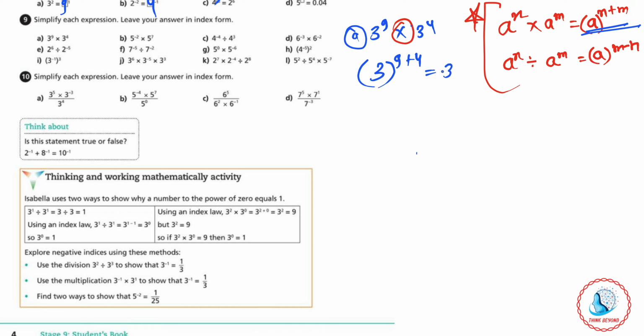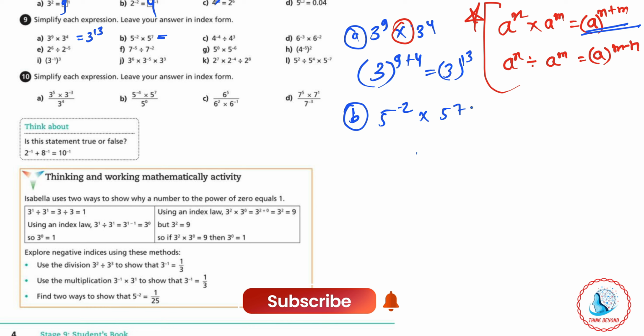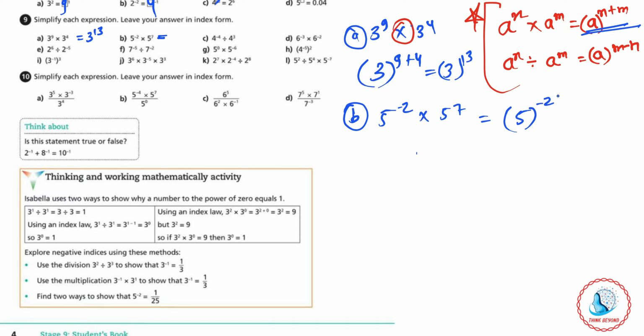13. So 3 raised to power 13 is our answer. We can write 3 raised to power 13. Now for question number B, it says 5 raised to power minus 2 multiplied by 5 raised to power 7. So again this same formula is going to be applied. So we'll write 5 raised to power minus 2 plus 7. So plus minus is minus, but the sign of the bigger number will be written there. So it will be 5 raised to power 5.